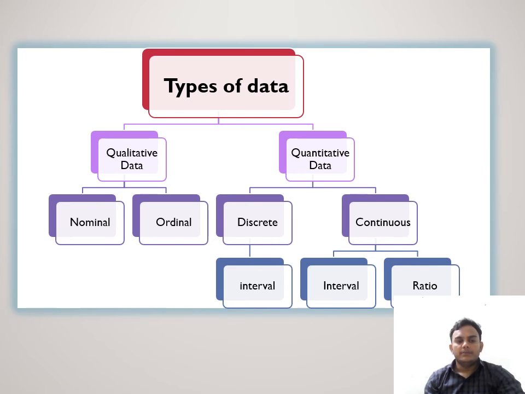Now, different types of data for different types of measurement scales. So we know that qualitative and quantitative are two main data types, and for qualitative data we use nominal and ordinal type variables. For quantitative data, there are two types of data, discrete data and continuous data. So interval scale is a type of discrete data, and interval and ratio scale both are the continuous type data.